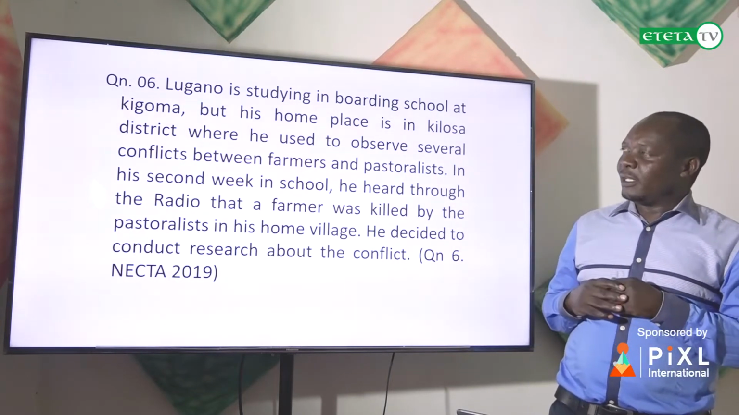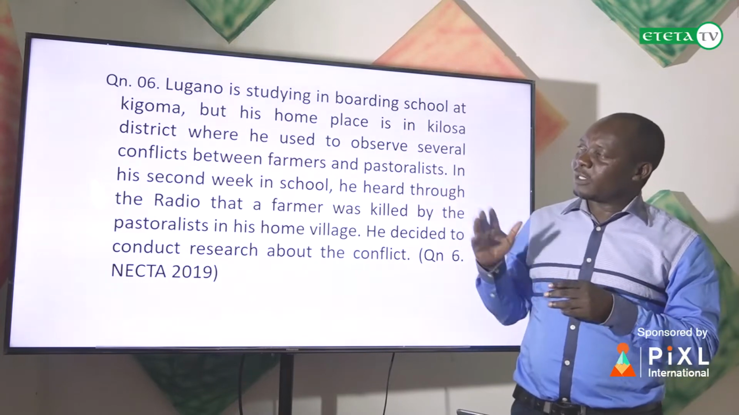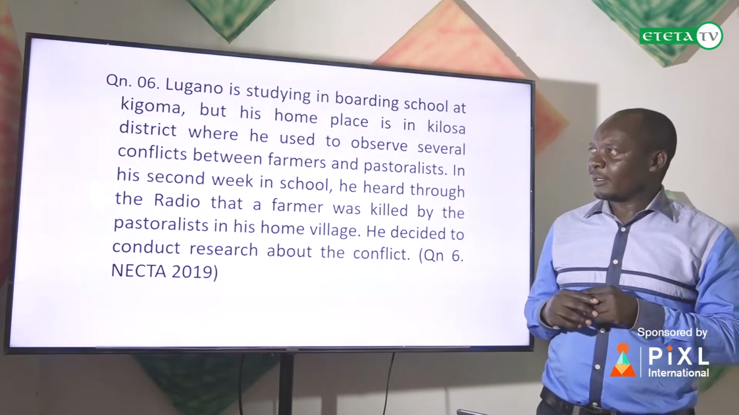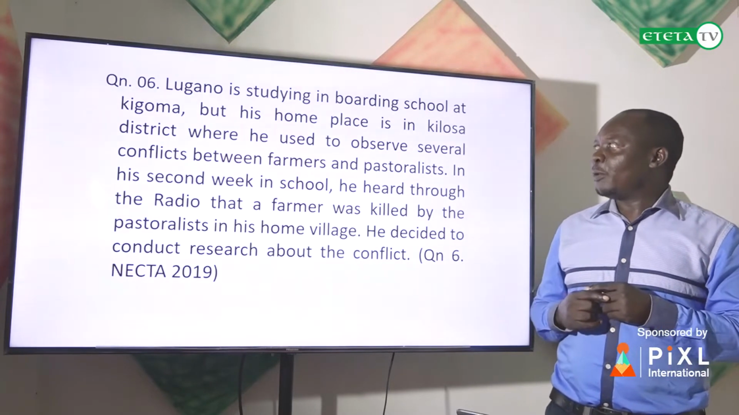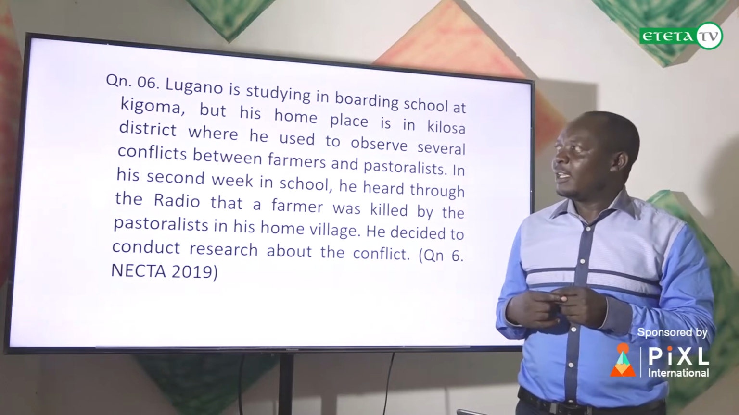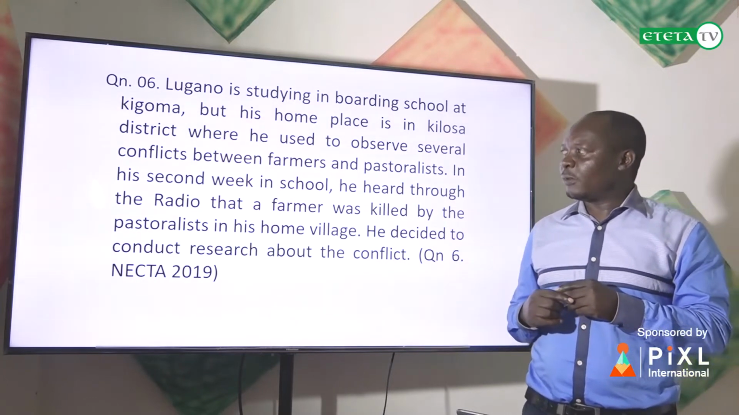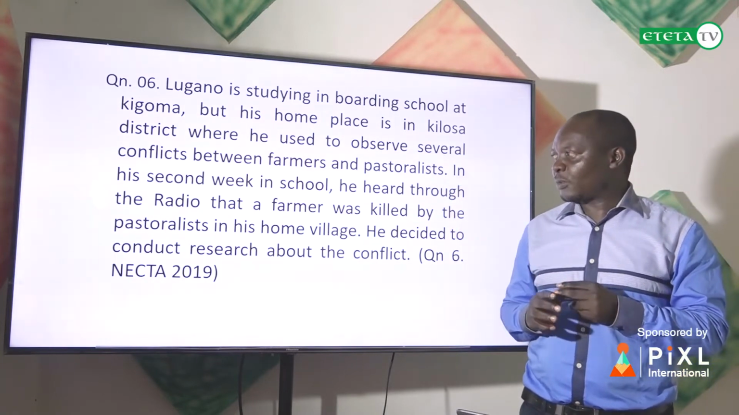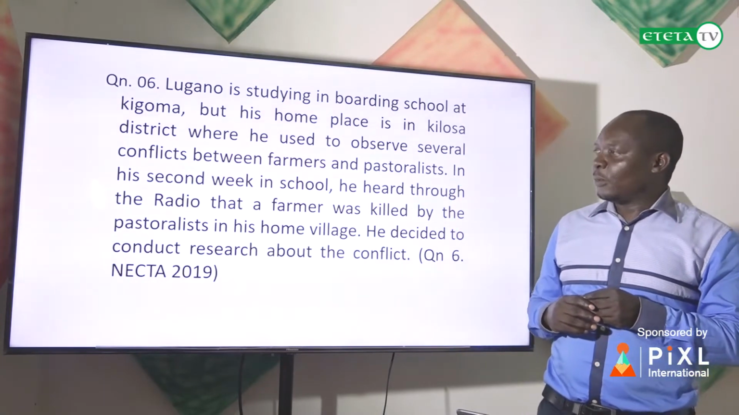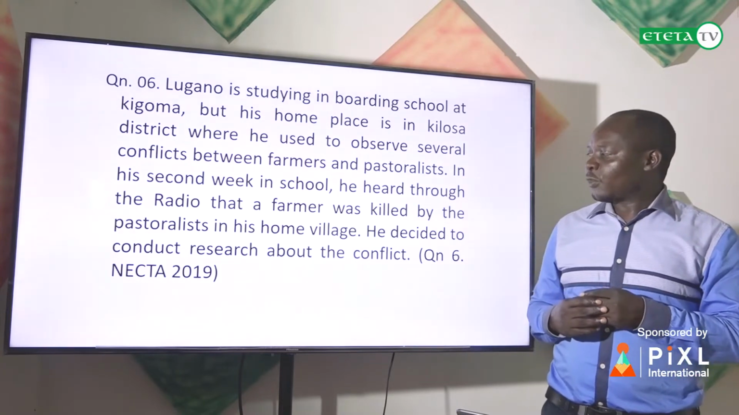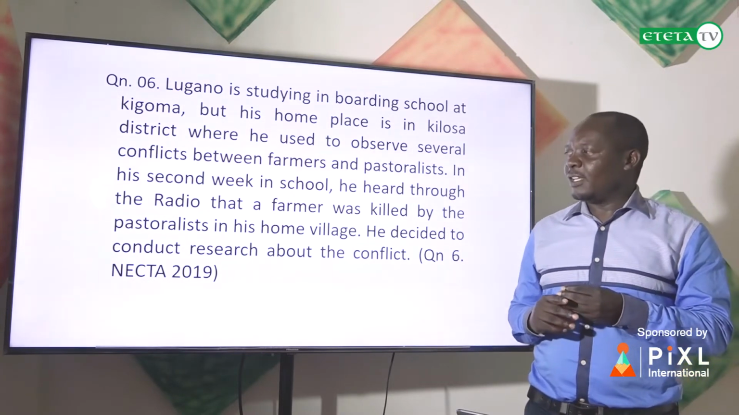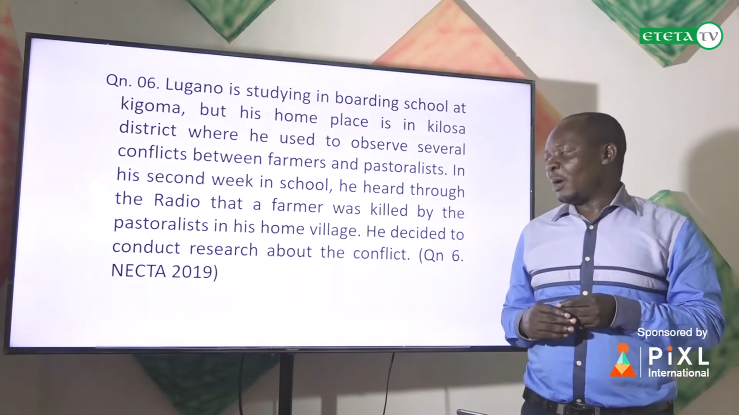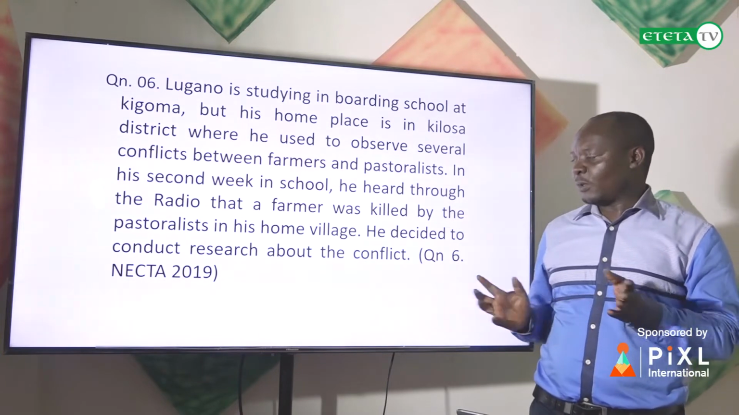So, for example, in NECTA 2019, the question says: Lugano is studying in a boarding school at Kigoma, but his home place is in Kilosa district, where he used to observe several conflicts between farmers and pastoralists. Now, in his second week in school, he heard through the radio that a farmer was killed by the pastoralists in his home village. He decided to conduct research about the conflicts. That was question number 6.